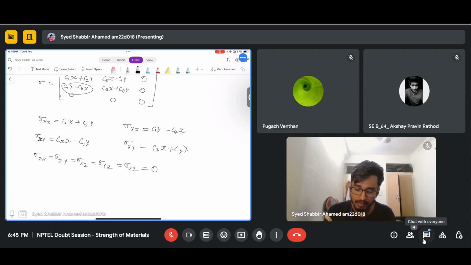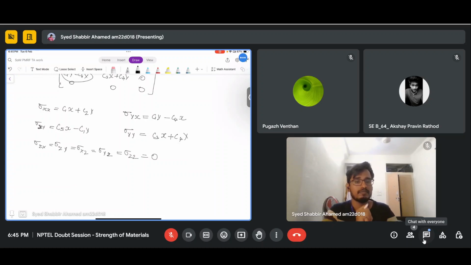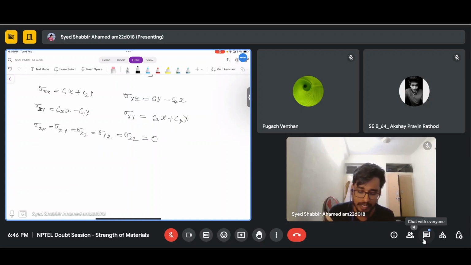Now what we have to do is check whether this stress tensor, whatever is given here, satisfies the equilibrium conditions, which sir has explained in the second lecture. If this stress tensor satisfies those equilibrium conditions, then it is possible.